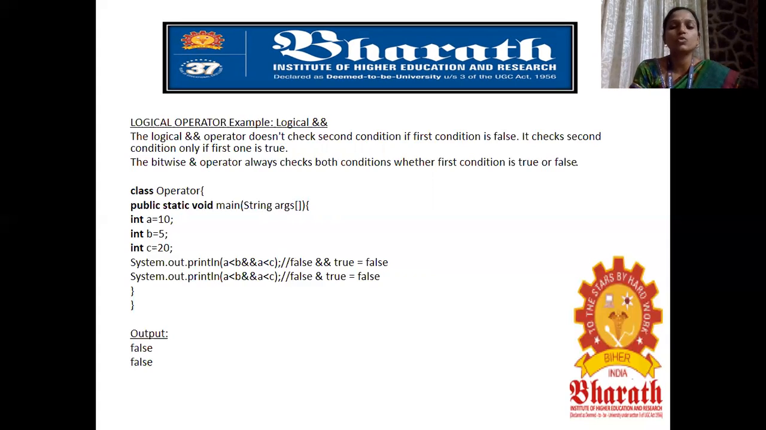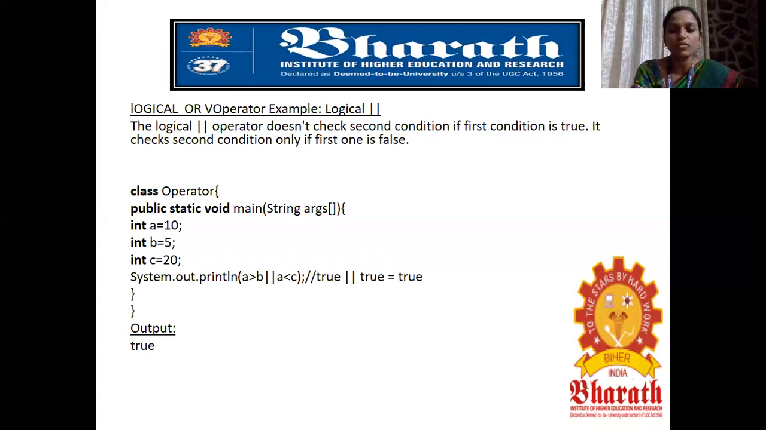So we will get both outputs false. Here in the logical AND, only if both the conditions are true is the output true. If any one of the conditions is false, the output will be false. That is logical AND. We will see logical OR.